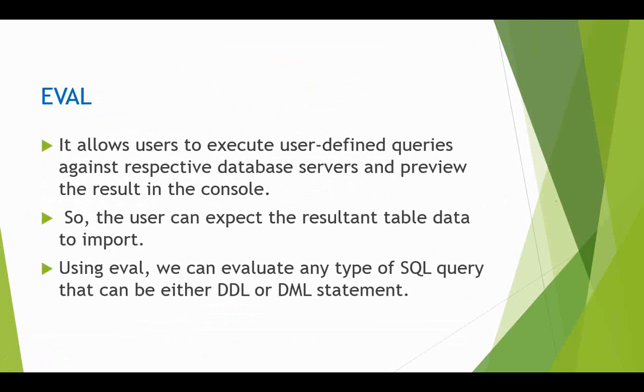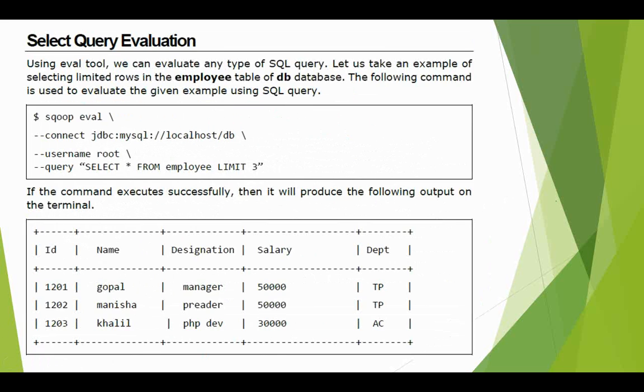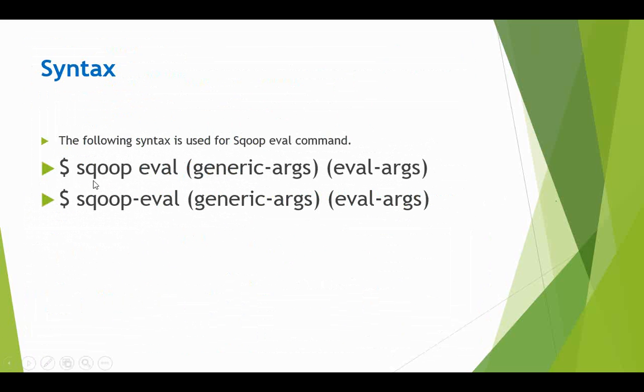In the SQL query we have seen DDL, that is data definition, and DML, data manipulation statements. So we have many different types of queries, and all of them can be performed using this eval tool. What is the syntax for that? Syntax is the same as import, with only a single change. Whatever the syntax changes over here, you can see: sqoop eval, then the argument list.